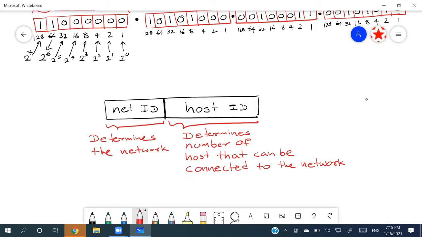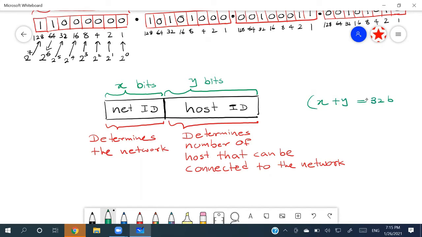So since we don't know how many bits there are, we can say there can be X number of bits for the net ID and Y number of bits for the host ID. So X plus Y, we know it is 32 bits, because that amount is not going to change.